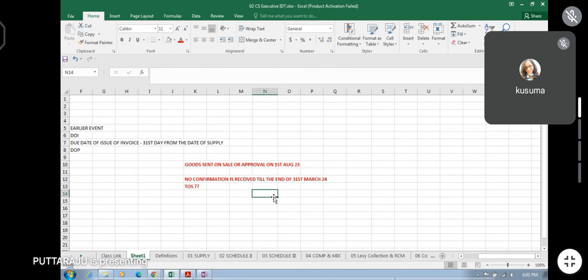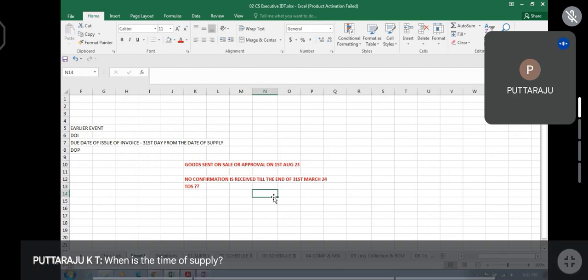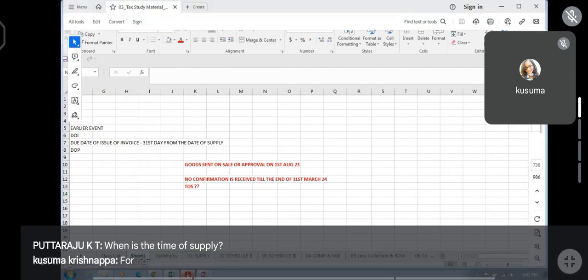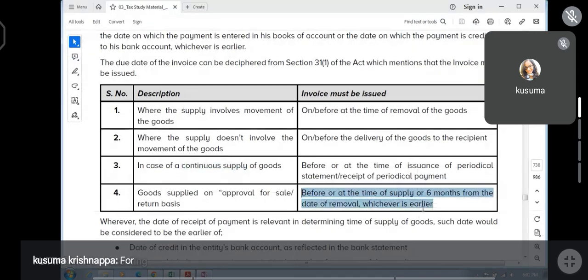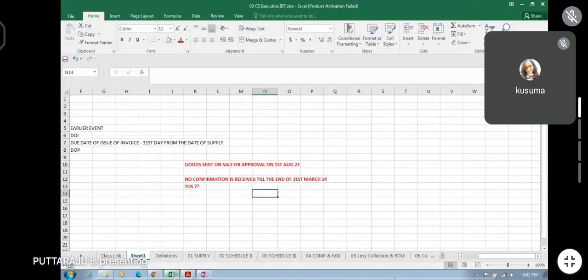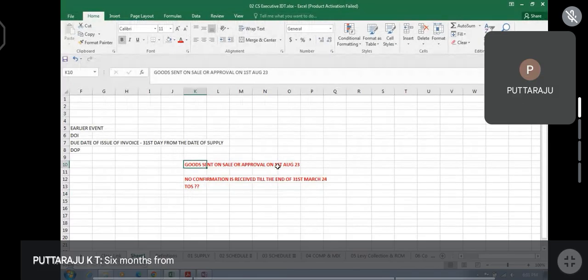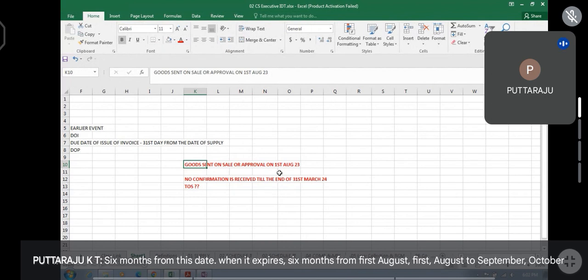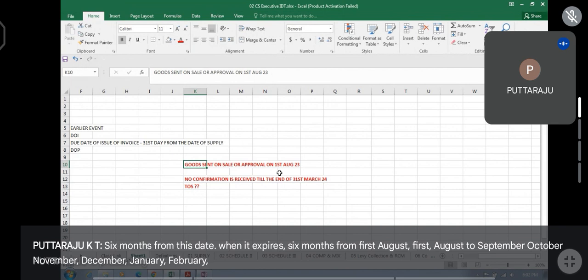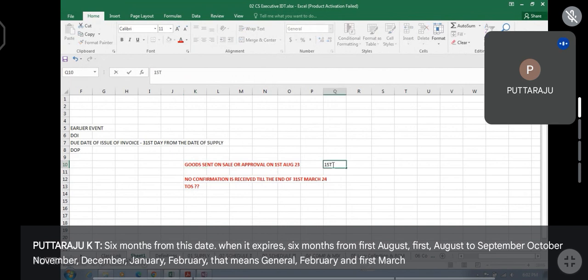When is the time of supply? September 23. Six months from this date. When it expires, 6 months from 1st August: 1st August to September, October, November, December, January, February. That means February end. 1st March 24 will be the time of supply.